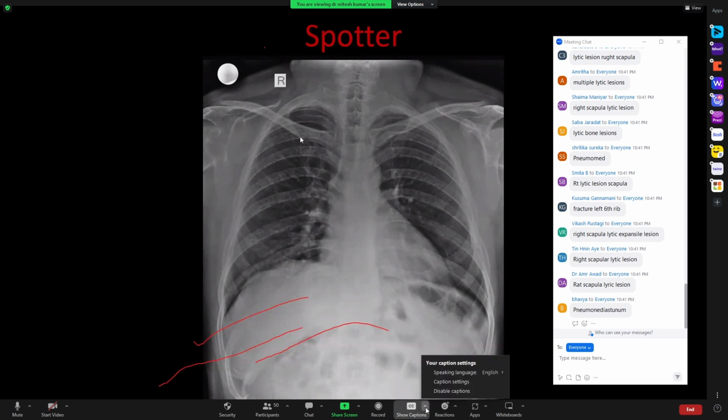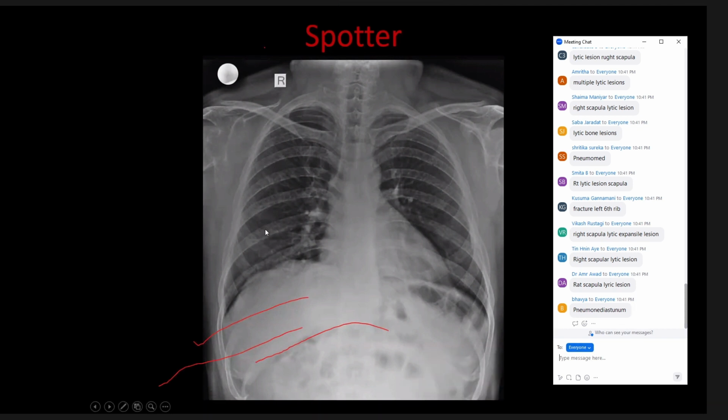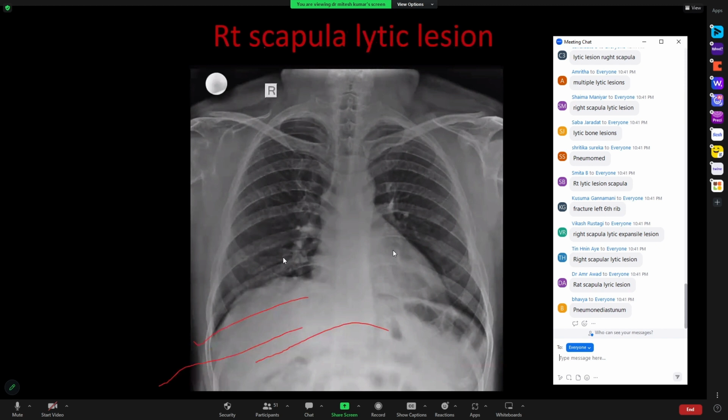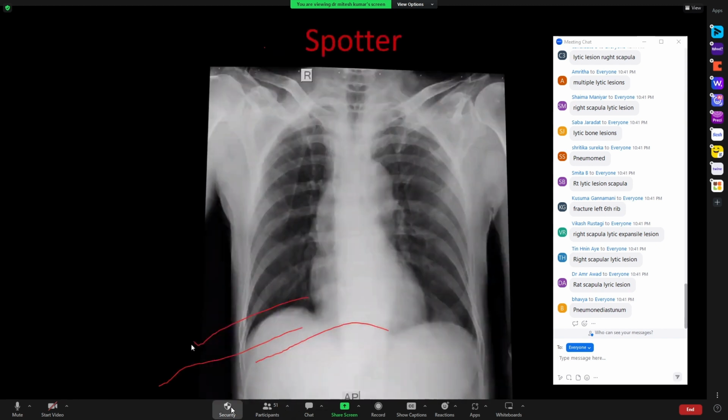In addition to that, if you notice here, even in the ribs, there are small lytic areas everywhere. So it's a right scapular lesion with some metastasis to the other parts of the rib. Right scapular lytic lesion.